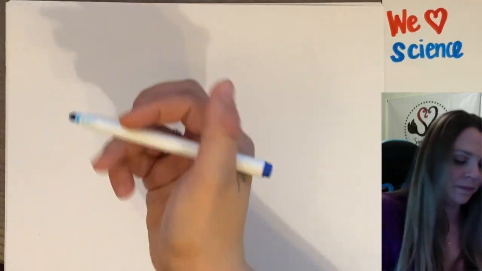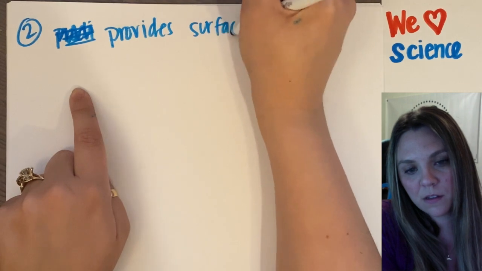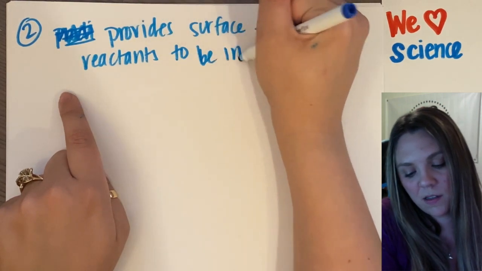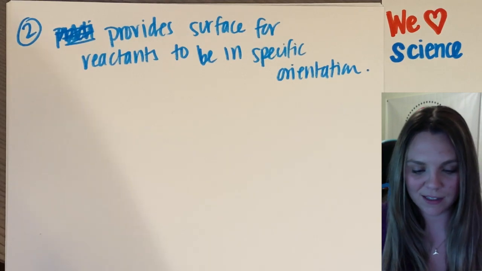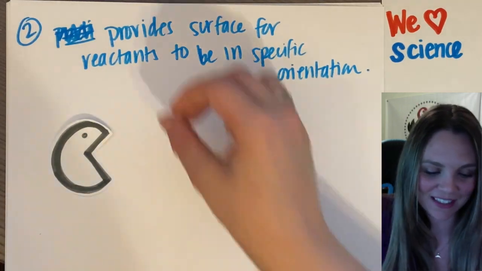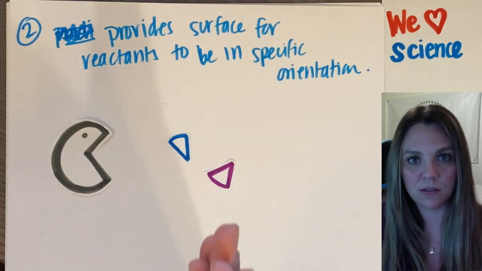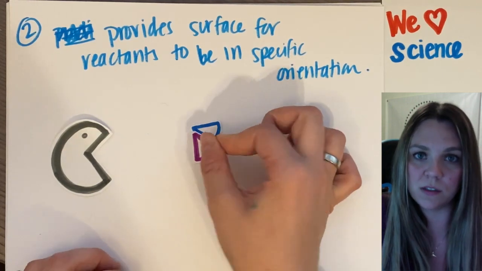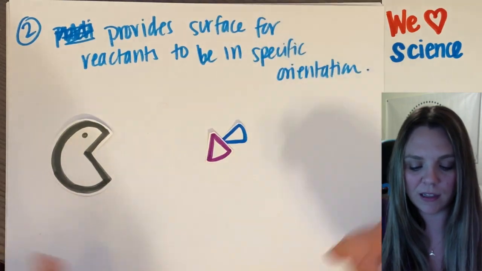The other way that this works, it provides a surface for the reactants to be in a specific orientation. And the way I always think about this is with Pac-Man. It's beautiful, I know. So if I had, for example, these are my 2 reactants, and I need them to combine together, the synthesis reaction, they need to be oriented the correct direction, and they need to collide with enough force to actually overcome that activation energy. They might be flipping around, hitting each other any which way.